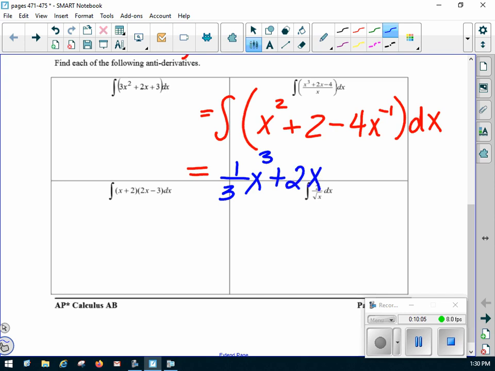What's the antiderivative of negative 4x to the negative 1? Minus 4x to the 0. Divide the 4 by 0. So, unlike... No, you don't have to do L'Hopital. Okay, what if I give you this?